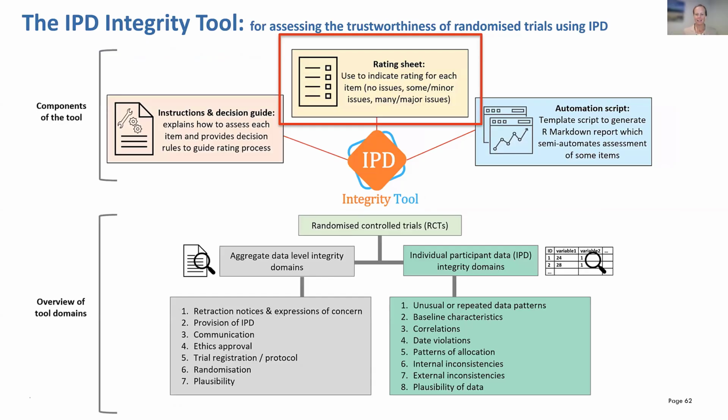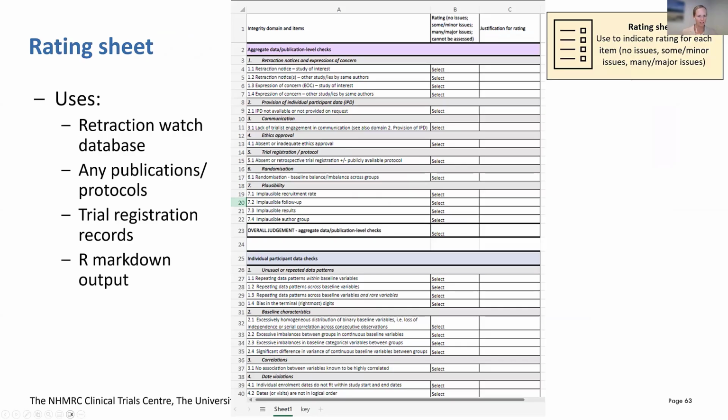Kylie. Okay, yes. So we've gone through the decision guide, the automation script, and then of course there's the rating sheet. So just very briefly, just to show you, there's an Excel template where you can indicate your rating and the justification for that rating, to log it all here. And I guess we've already mentioned the Retraction Watch database, but to do these assessments and ratings, ideally you'd be using trial publications and protocols, trial registration records, and then, of course, the Markdown output that Lene has just gone through.